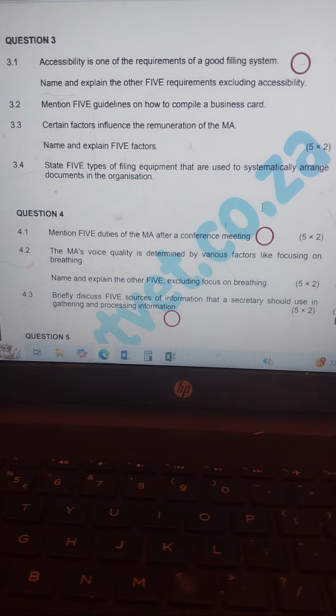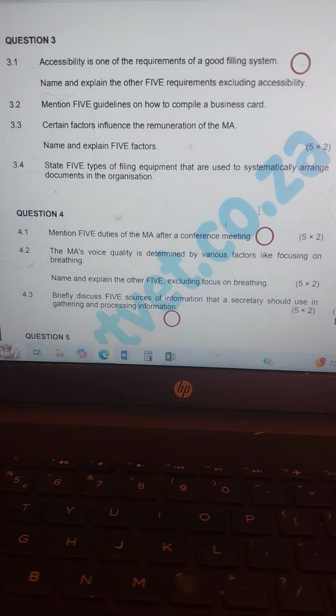Then we go to 3.4, state 5 types of filing equipment that are used to systematically arrange documents in the organization. We have vertical filing cabinets, number 1. Number 2, we have lateral filing cabinets. Number 3, we have horizontal filing cabinets. Number 4, we have open shelves. Number 5, we have motorized equipment.